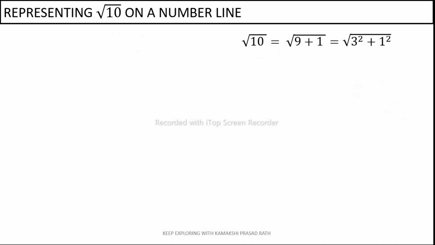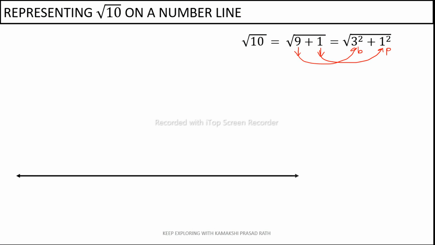Let's see. 10 can be written as 9 plus 1. So 9 is a square number, 1 is also a square number. 9 is the square of 3 and 1 is the square of 1. So 3 will be taken as the base and 1 will be taken as the perpendicular. So let's draw 3 units on the base. So we have taken 3 units, equal units of 3. Then upon 3, we will construct 1 unit. Take a perpendicular and measure 1 unit. So this becomes 3 units upon 1 unit.